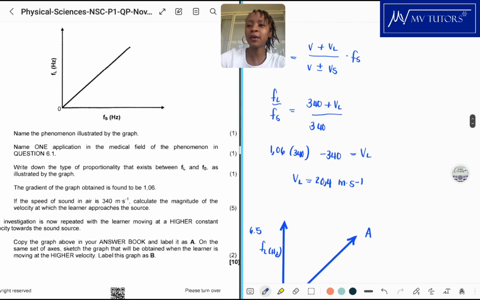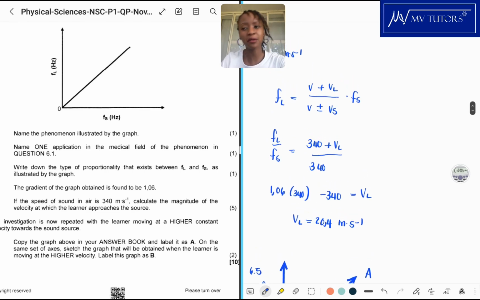If we look at our equation over here, what would happen if you increased the velocity of the listener? This entire sum would increase. So if you increase the velocity of the listener, then the frequency of the listener would also increase. You'd probably get a steeper gradient, because your ratio, frequency of listener divided by frequency of source, will increase as well.